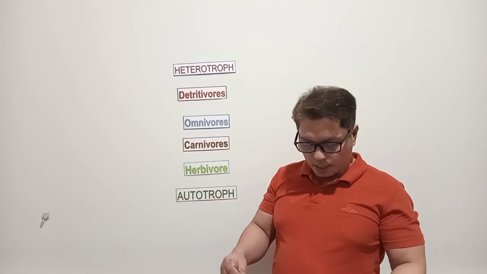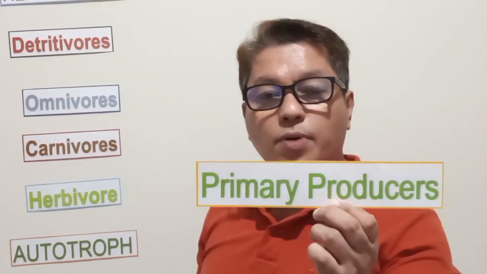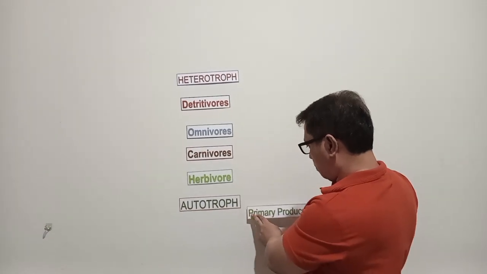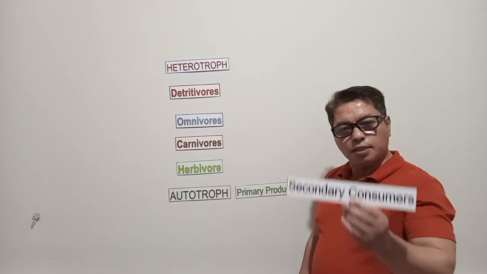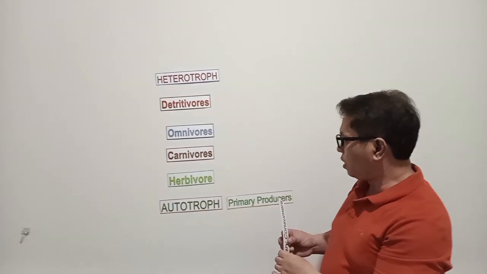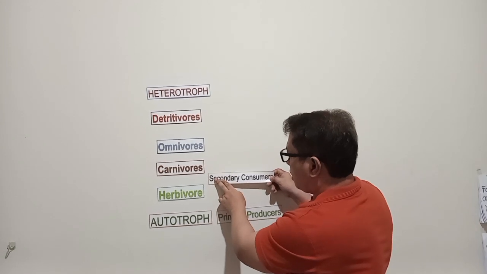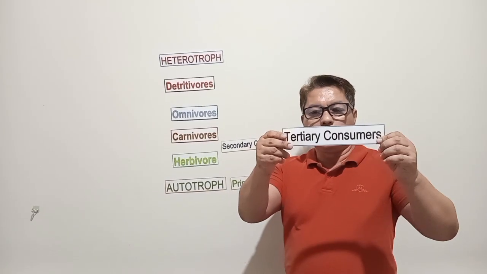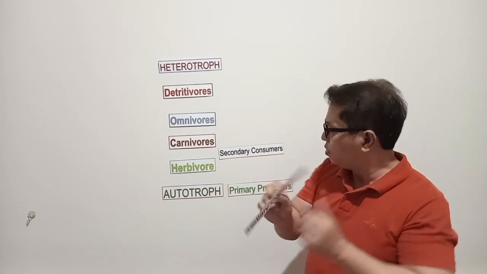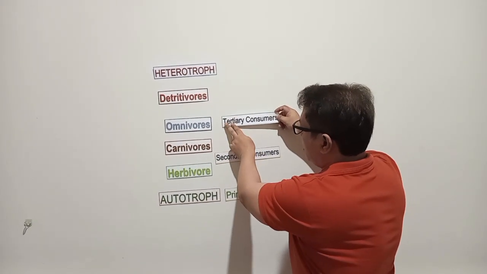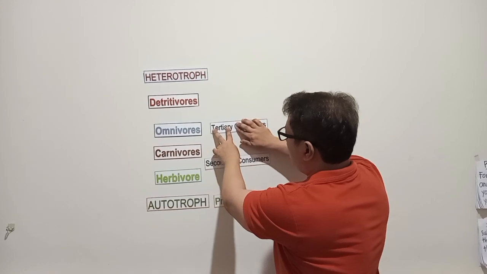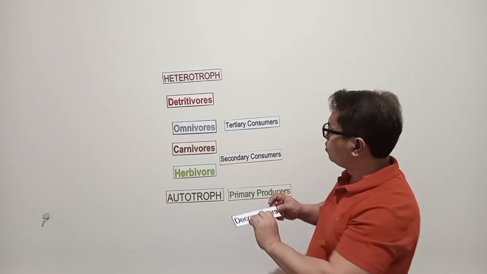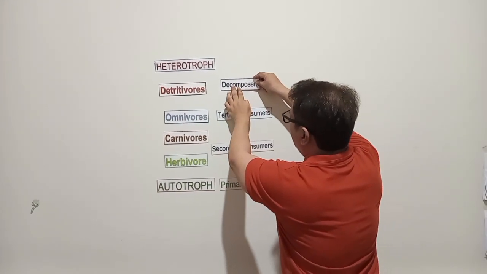And then let's classify them into different levels. The first one are the primary producers. The primary producers are these autotrophs here. The next are the secondary consumers. These are the herbivores and carnivores. The next one are the tertiary consumers. So we can put them next to the omnivores. The last one are the decomposers. So let's put them under the detritivores.